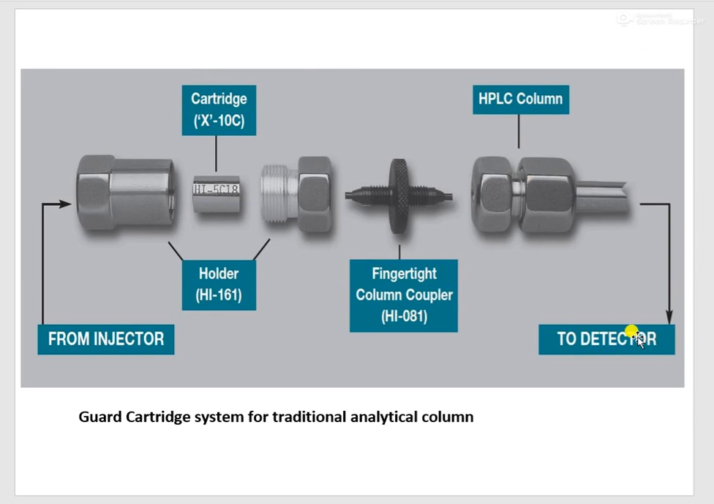As we discussed in our previous slide, the guard column is placed between the injector and the main analytical column. So this is the guard column. There will be a cartridge or filter. You can see the size. It is comparatively small as compared to the analytical column, and you require a coupler so that you can connect the guard column to the analytical column.